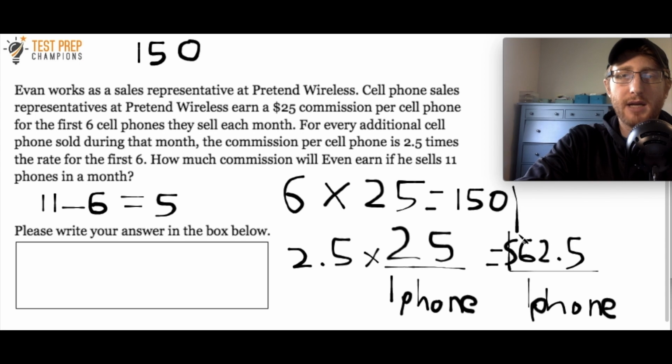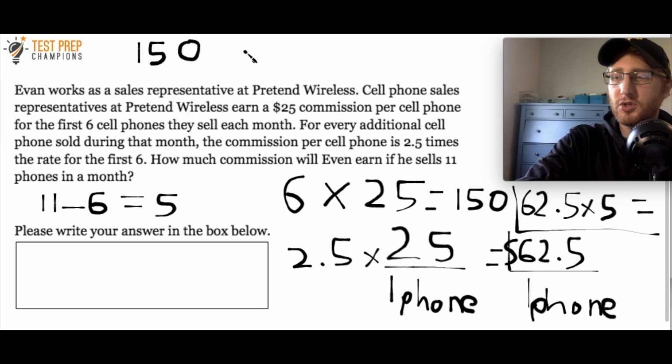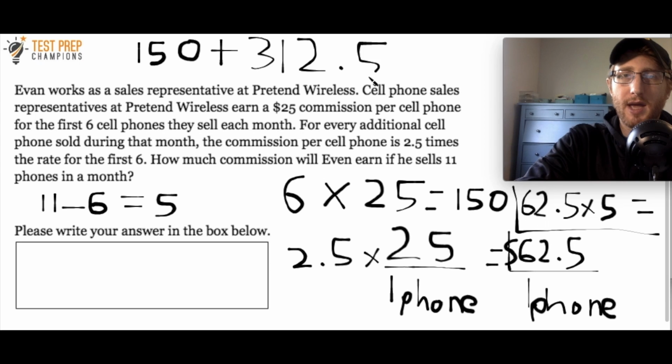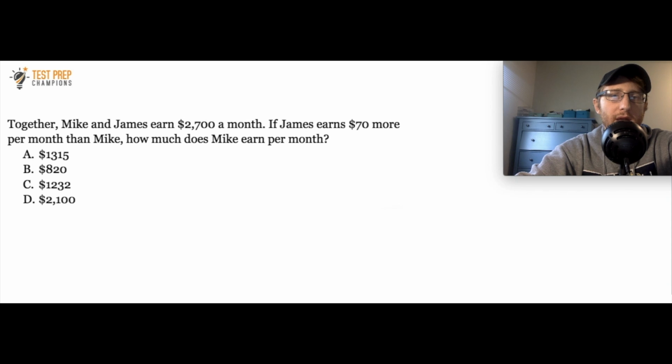So the way that we do that, and I'm kind of running out of room here, but I'm going to do 62.5 times 5. All right, 62.5 times 5 equals 312.5. So we have that 312.5, and we just come back here and we add that to 150. And we add these together and we get the answer as 462.5. So the final answer is 462.5.